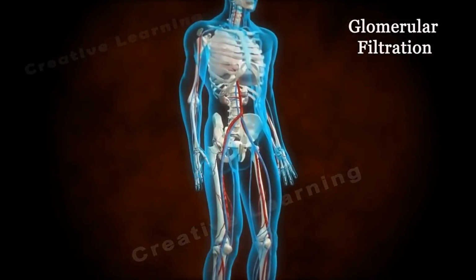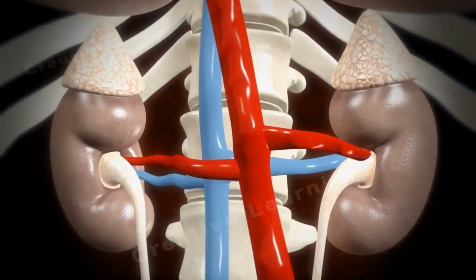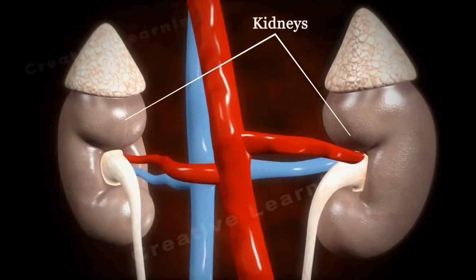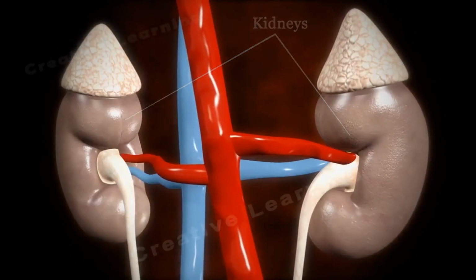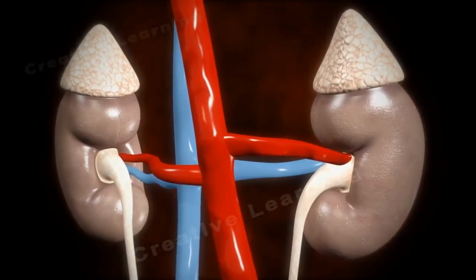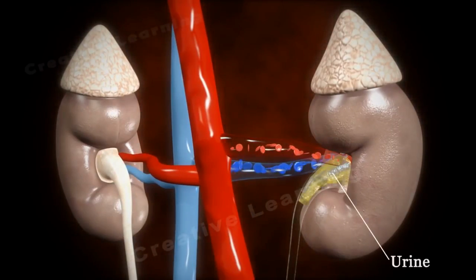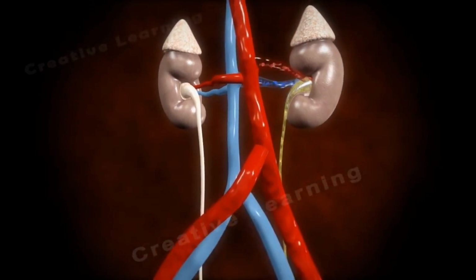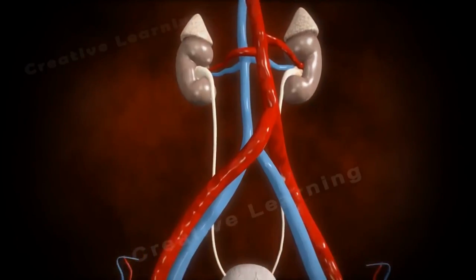Glomerular filtration. Kidneys are bean-shaped organs which filter blood. They remove waste substances from the blood and regulate water and electrolyte concentrations within the body fluids. The end product of this function is urine, which is excreted outside of the body through the urethra, containing wastes, excess water, and excess electrolytes.